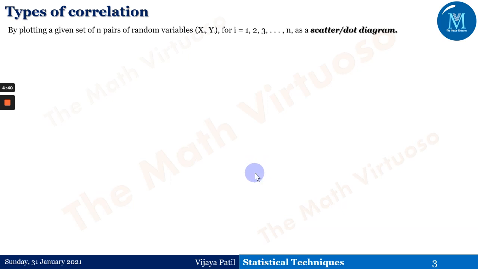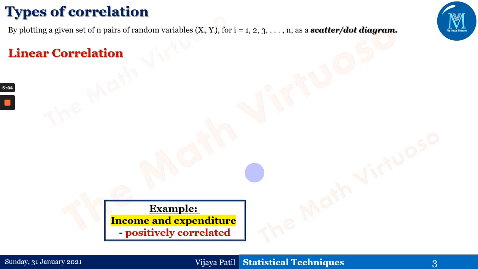Now, by plotting, to obtain a measure of relationship between the two variables, we plot their corresponding values on a graph, taking one of the variables along the x-axis and the other on the y-axis, which is known as the scatter or dot diagram. Now, what do you mean by linear correlation? If all the points lie near a straight line, then it is known as a linear correlation, right?